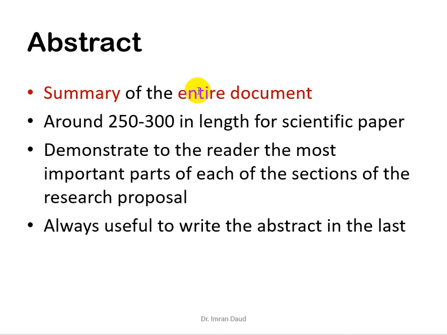So basically, the abstract is around 250 or 300 words in length. As far as scientific papers are concerned, it is basically around 250 or 300. So in 250 or 300 words, you're going to write the summary of all sections of the document.